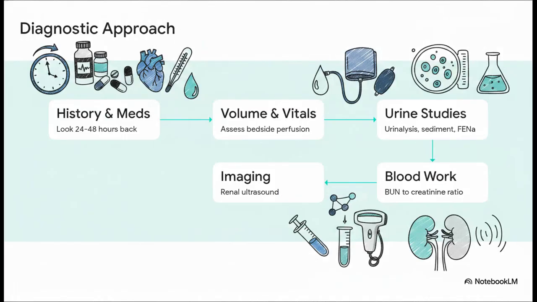For every single patient we see today, we're going to systematically hunt for the insult using a 5-step diagnostic approach. We start with their history and a really deep dive into the med list. We are looking for those hidden nephrotoxins. Then we check vitals and assess volume status right at the bedside. Step 3 is analyzing urine studies, which includes the sediment. Step 4 involves specific blood work, like the BUN to creatinine ratio. And finally, step 5 is imaging, specifically getting an ultrasound. Let's apply this powerful framework to our first admission.